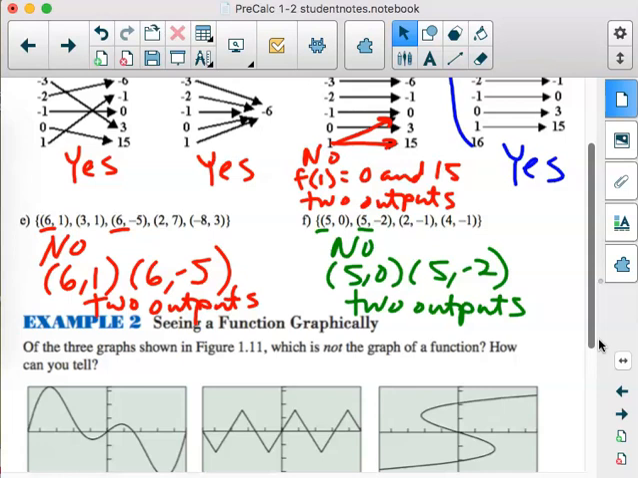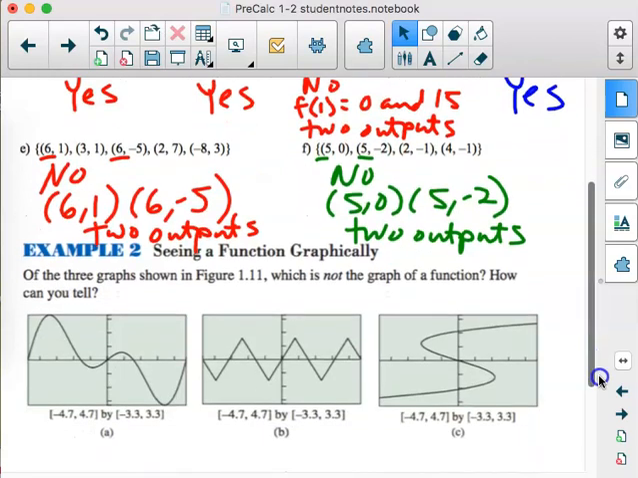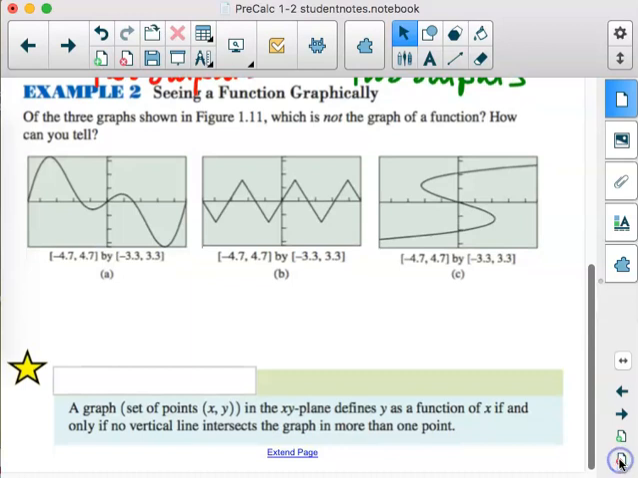But there's more than just the graphing way to find out whether or not a function is defined by what we see here. So this one says seeing a function graphically. Of the 3 graphs shown, which is not the graph of a function, and how can you tell? So pause the video, go ahead and find the one that they're talking about.